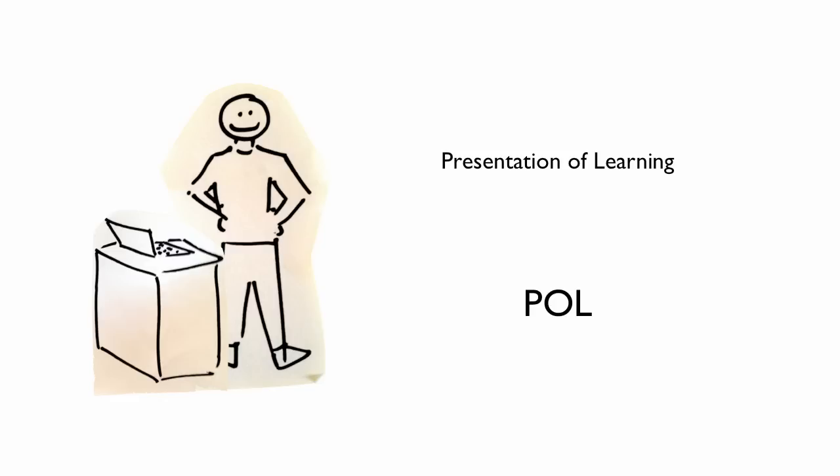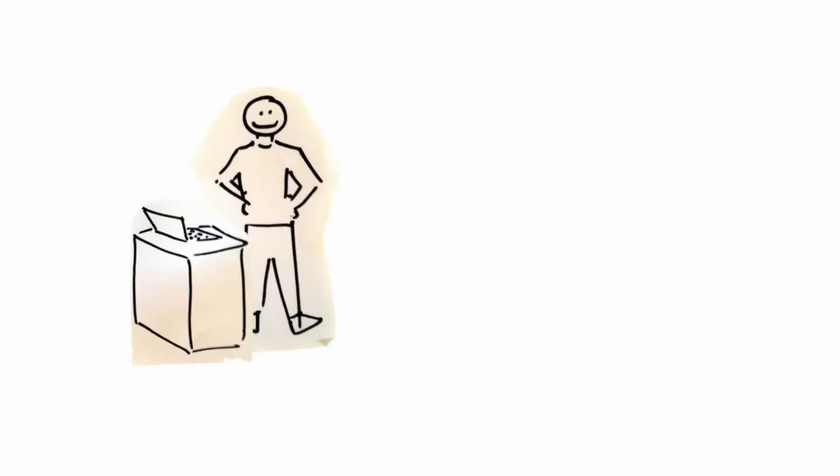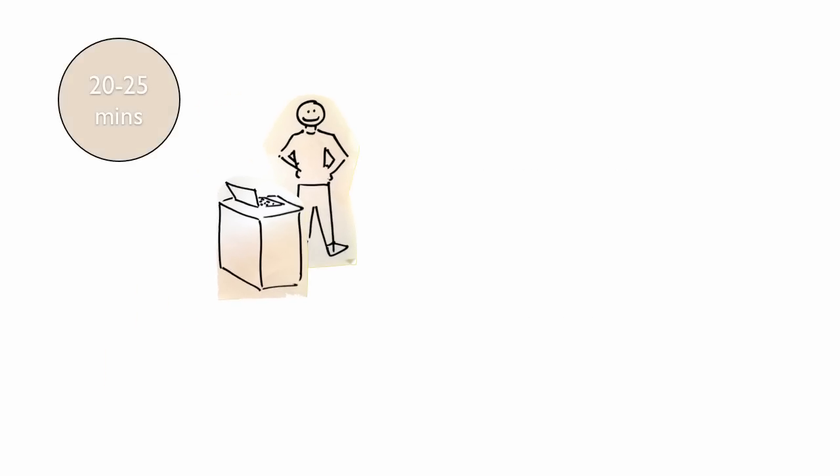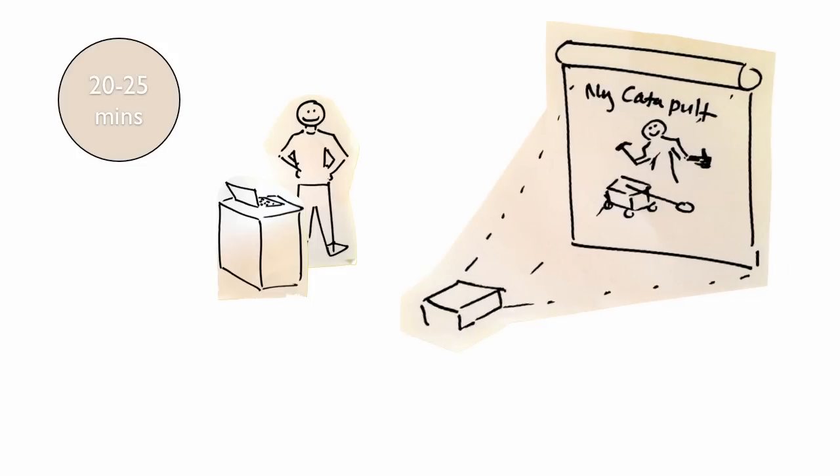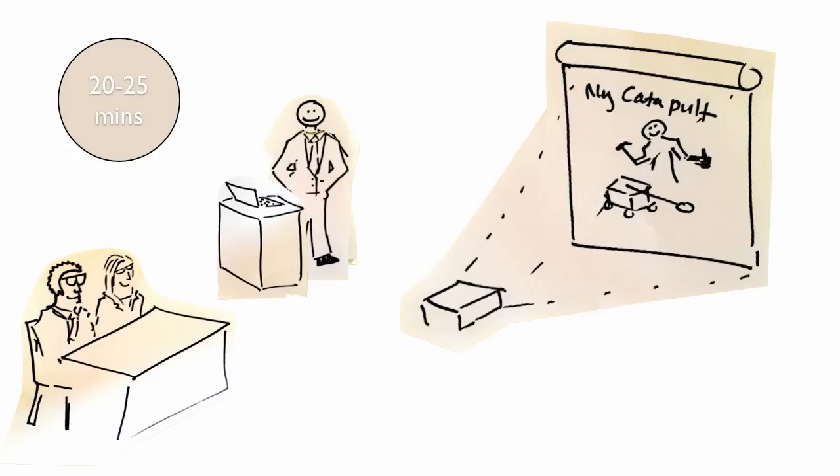So let's talk about what a POL looks like. First of all, there's you, and you're going to be spending about 20 to 25 minutes making a presentation. There'll be a projector with your work behind you, and you'll be dressed up in your besties. There'll be some teachers there, as well as some other students, and perhaps even some parents there to check out your presentation. But probably the big question is, where are you going to start?